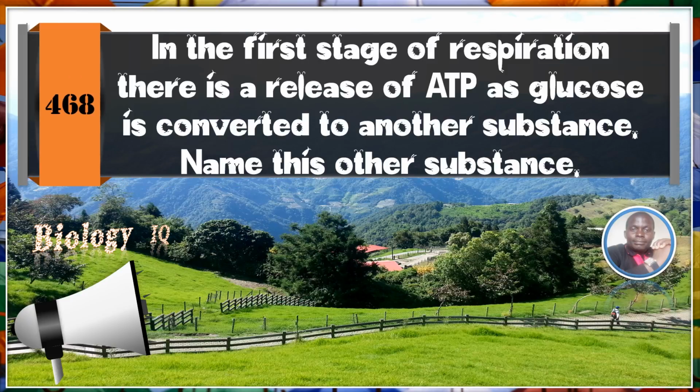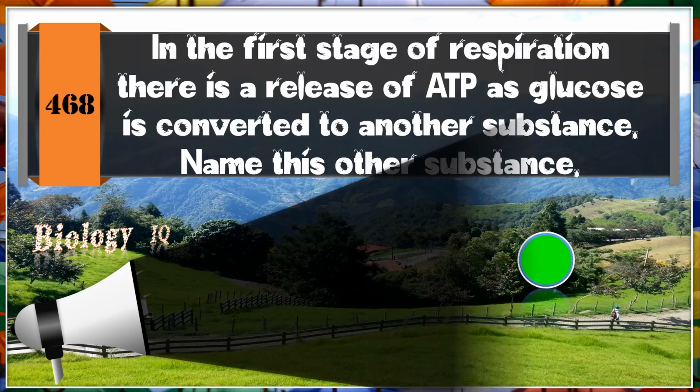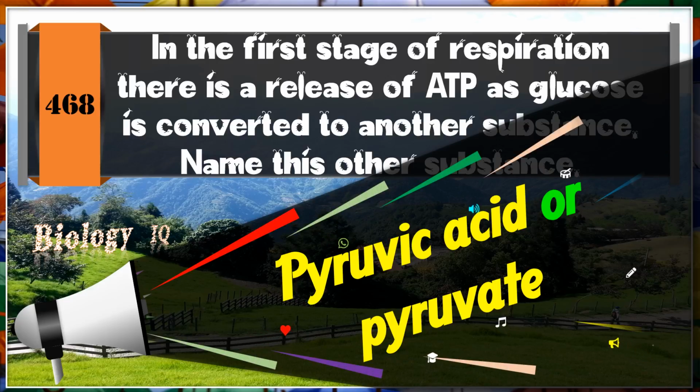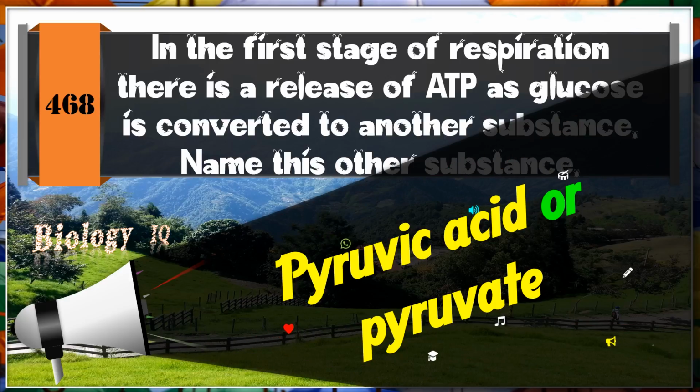In the first stage of respiration, there is a release of ATP as glucose is converted to another substance. Name this other substance. Pyruvic acid, or what we call pyruvate.